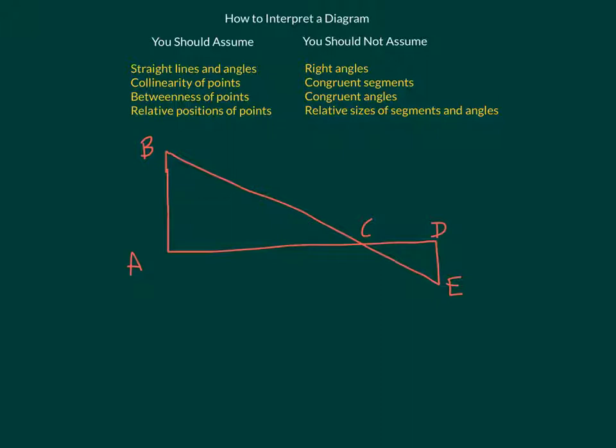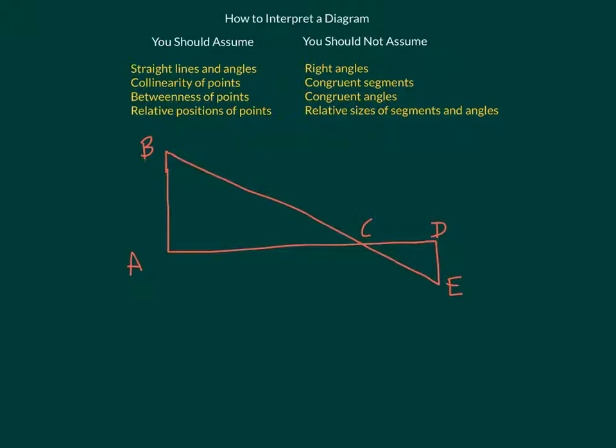Here are the things that you can't assume. You can't assume that BAC is a right angle. It might look like a right angle, but it might not be. You can't assume that CD is congruent to DE. You can't assume that angle B is congruent to angle E. You can't assume that angle CDE is obtuse. You can't assume that BC is longer than CE.